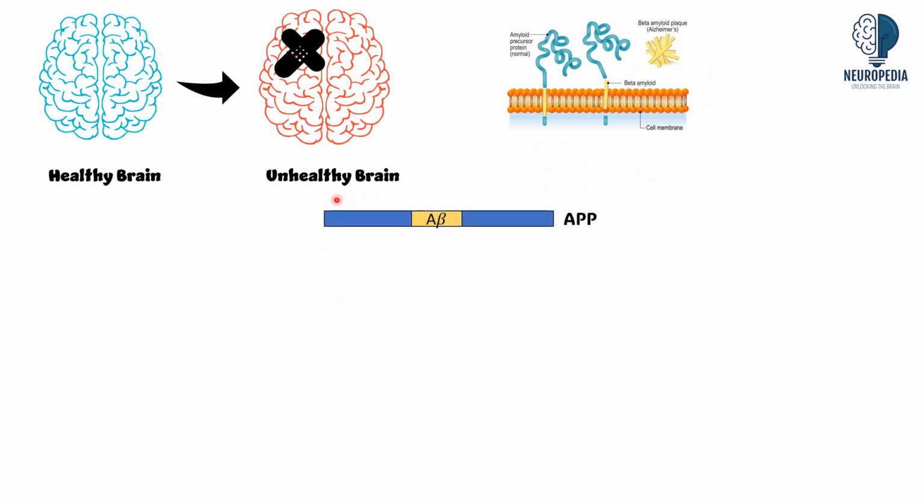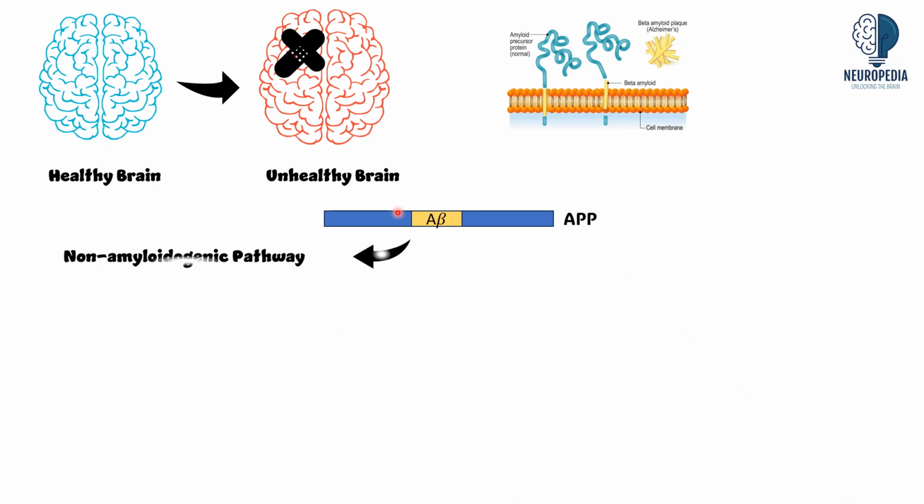Here you can see this is APP, amyloid precursor protein. Now why is this APP important? It is essential because it is involved in repair after injury, and it is also essential for neuron growth. Now this APP needs to be recycled, and there are two major pathways that lead to the breakdown of this APP. Let's study them one by one.